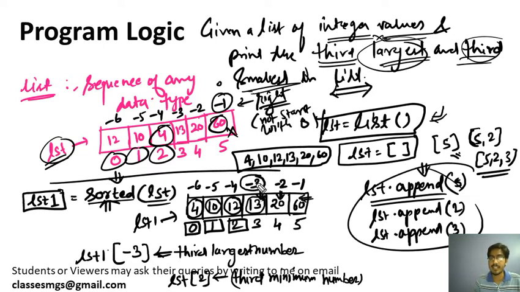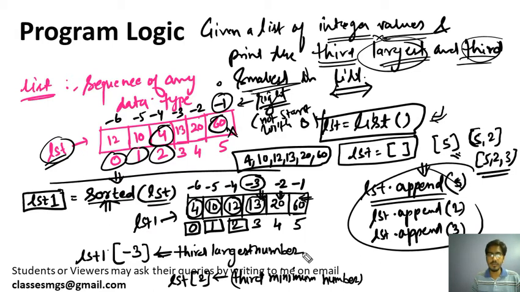I have shown you the -3 element. If you write it here, what will it return? It will return the third largest. And if you start from the positive index and pass list2, then it will return you the third minimum number. Okay.